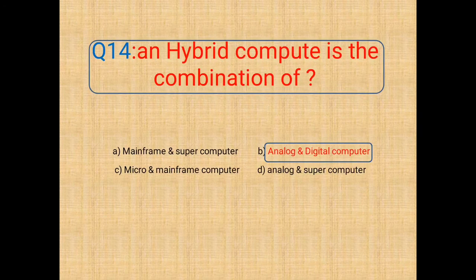Question number 14. A hybrid computer is the combination of A, mainframe and supercomputer, B, analog and digital computer, C, micro and mainframe computer, D, analog and supercomputer. So a hybrid computer is the combination of two computers, analog and digital. The correct option is B.